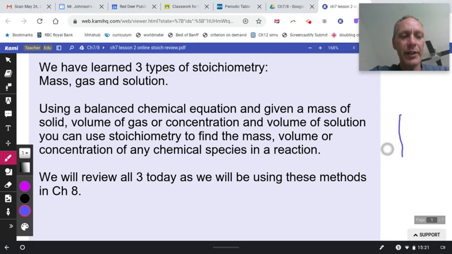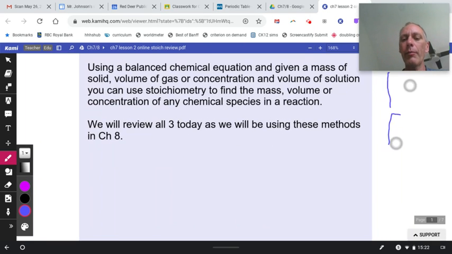As it says on the screen, you're going to use a balanced chemical equation. You will be given a mass of a solid, a volume of a gas, or a concentration and volume of a solution. Those are always your starting points in stoichiometry. From there, you can use stoich to find any mass of solid, any volume of gas, or any volume or concentration of solution. We're going to look at all 3 of those methods today, and we're going to do some mixtures where you have a combo of those methods.